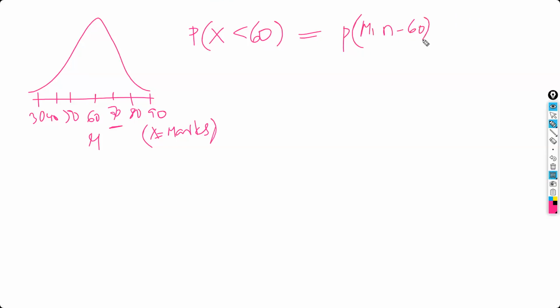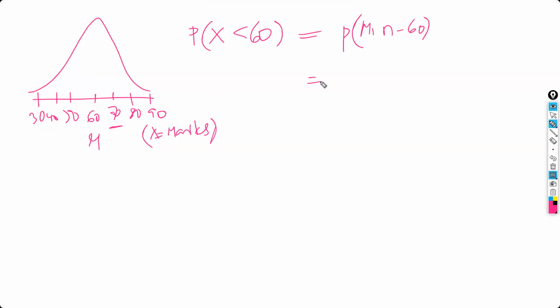That minimum value might be 0, or there might be minus values also in the marks, who knows, I don't know. But they have given the average value as 60 and standard deviation of 10. So minimum value to 60, that is the meaning. For this interval, they are asking what is the probability.